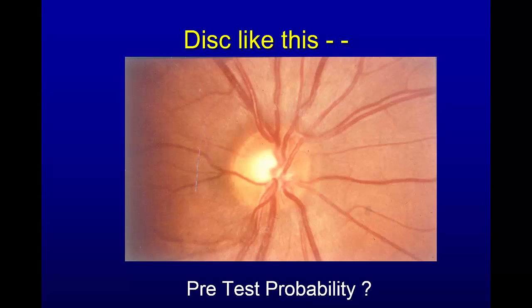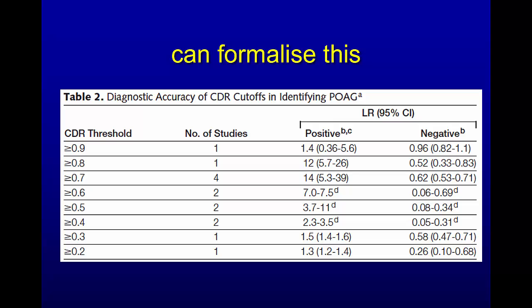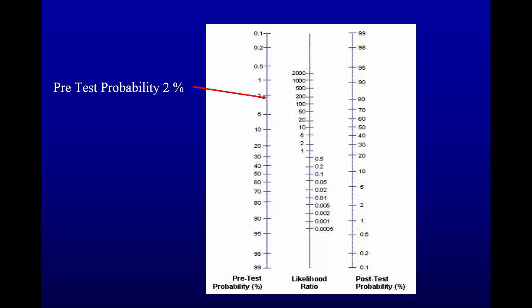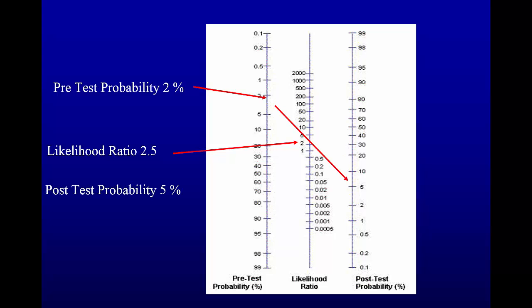And that article gives you the likelihood ratio of various cup disc ratios, and the likelihood ratio of a cup to disc ratio of more than 0.4 is about 2. So you start with the pretest probability of 2%. Your likelihood ratio is 2. You join up the lines there, line it up, and after looking at the disc for this patient, your probability is about 5% for this patient.